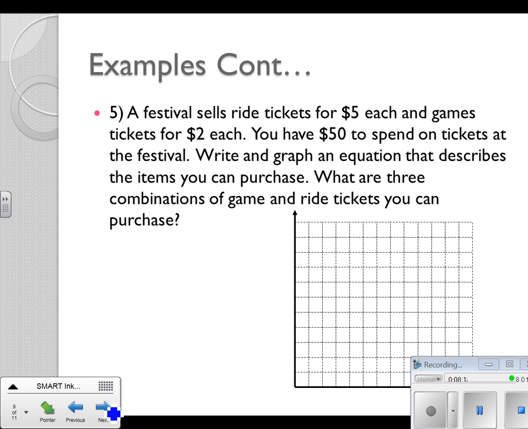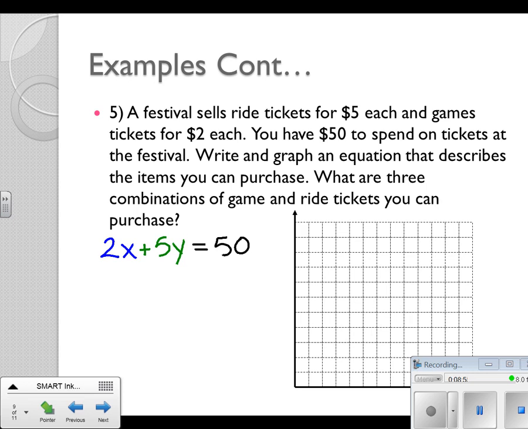So we have, let's see, it says it's $5 for a ride, $2 for a game ticket. So I'm going to start here. We've got $2 for the game tickets. That's our game tickets. And then we have $5 for the ride tickets, and we know that we have a total to spend that's $50. So here would be the standard form for this problem.